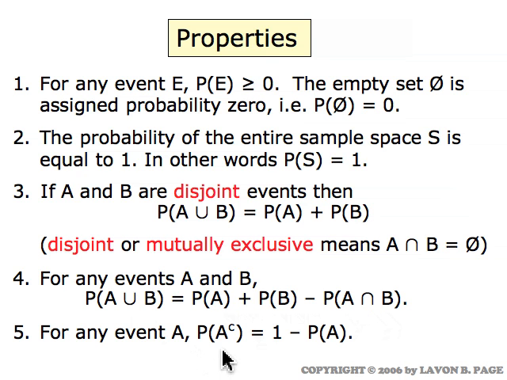And finally, the probability of the complement of an event is 1 minus the probability of the event. And this is a consequence of the fact that all the probabilities have to add up to 1. So for example, if the probability of rain this afternoon is 60%, 0.6, then the chances it won't be raining must be 40%.